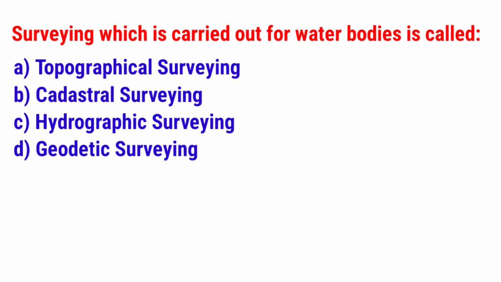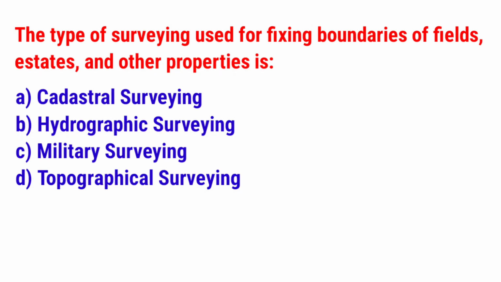Next question. Surveying which is carried out for water bodies is called? The answer is option C, hydrographic surveying. Next question. The type of surveying used for fixing boundaries of fields, estates and other properties is? The answer is option A, cadastral surveying.